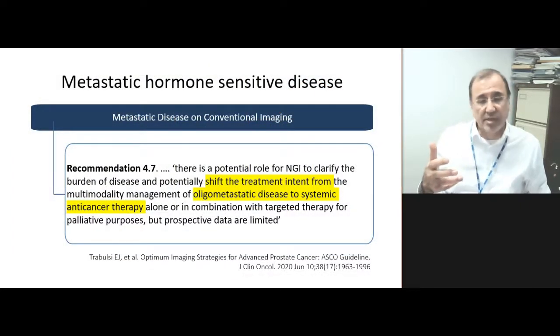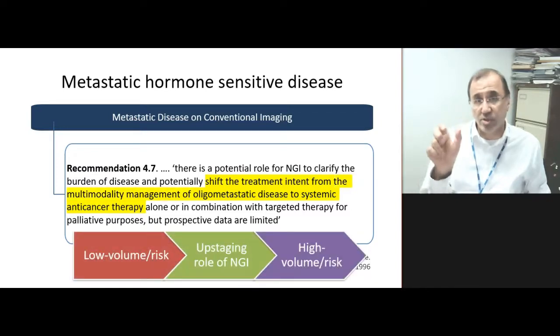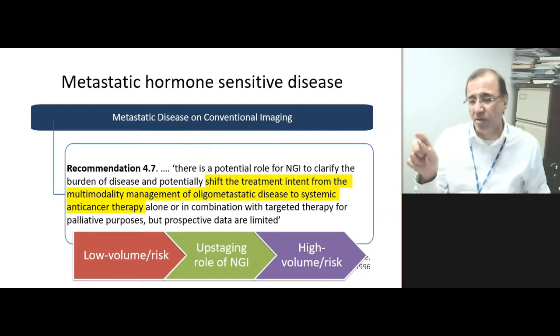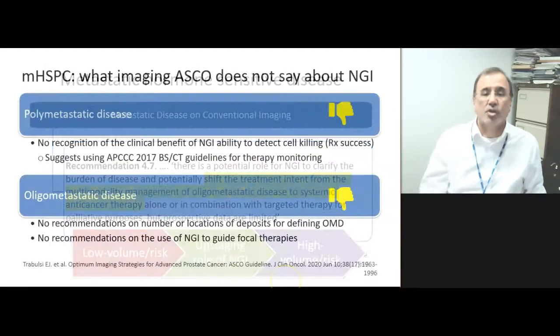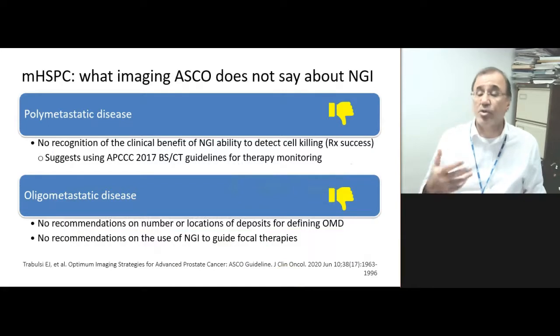And this is the only indication recognized for the use of next generation imaging by the ASCO imaging guidelines, where you can use next generation imaging to upgrade patients from lower risk to higher risk, negate some of the treatments that you might have used for lower volume disease. So what do the ASCO guidelines say about the use of next generation imaging for polymetastatic disease in hormone sensitive prostate cancer? It continues to suggest that you should use bone scans and CT scans for therapy monitoring. It does not recommend the use of next-generation imaging to monitor therapy.